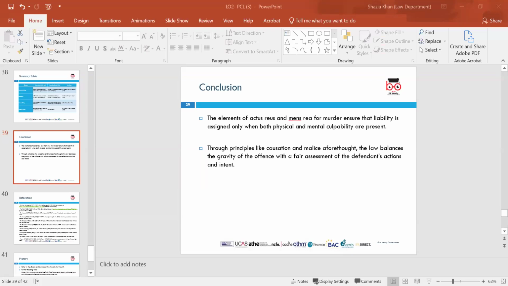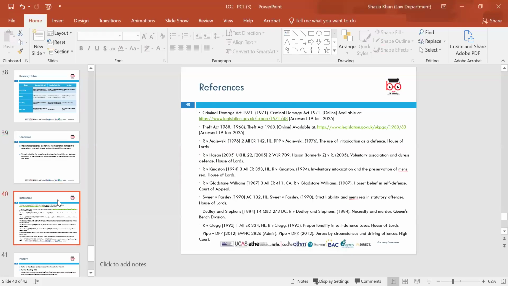So we then went on to look at the key elements of mens rea and malice aforethought. And then we finished learning outcome 2 in regards to identifying the different summary tables, so you can look at them in your own time. And also these are the references we've used for today's session that you could have a look at, and there's some links there that you could have a look at in your own time as well.